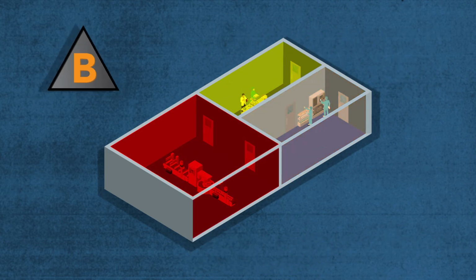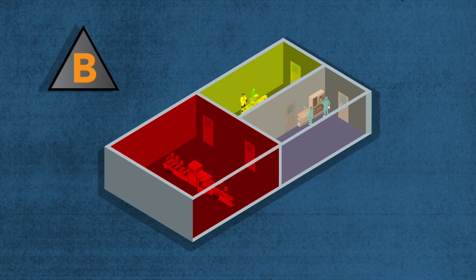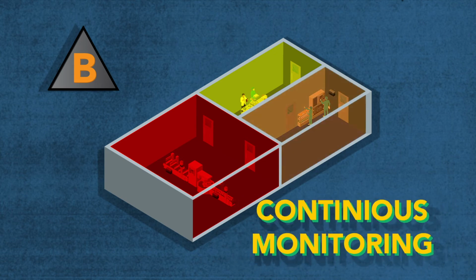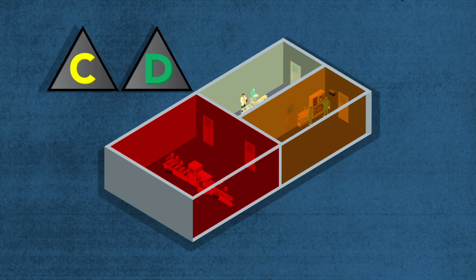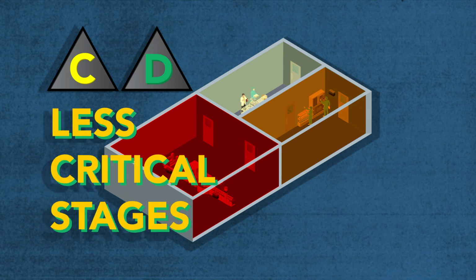Grade B is where aseptic preparation takes place and is the background environment for Grade A zones. EU GMP recommends continuous monitoring of Grade B environments as well. Grades C and D are clean areas designated for less critical stages in the manufacturing process of sterile products.